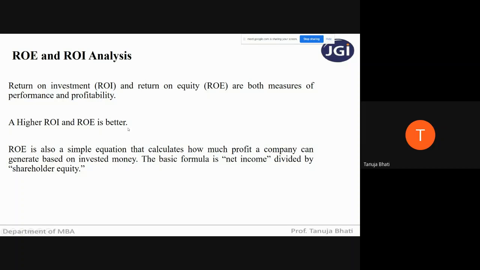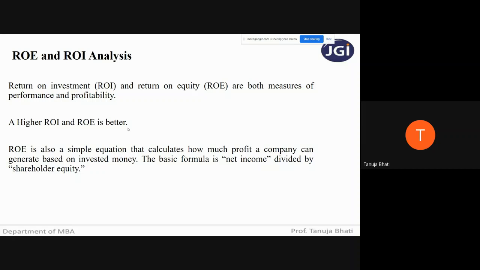So you calculate ROI, like whatever investments is there, with the cash inflows that you're getting as return. You take the ROI calculation, you take the ROE calculation, and you check if both are higher, then it is better. Then you can go in for that combination where you're getting higher ROI and higher ROE.